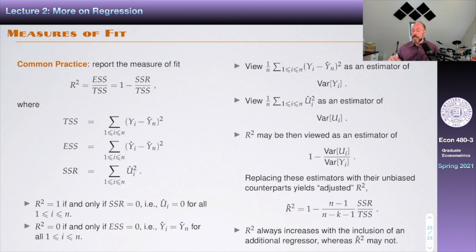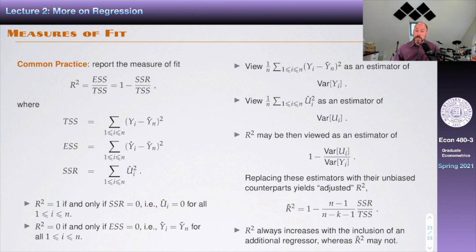And one interpretation, or variation, that people sometimes use, that you can get by giving some interpretation to this object, is the following. Suppose that you view this total sum of squares as an estimator of the variance of y, and then you view the sum of squared residuals as an estimator of the variance of u. Then the R squared may be viewed as an estimator of 1 minus the variance of u divided by the variance of y, which is sort of like the population analog of this object over here.